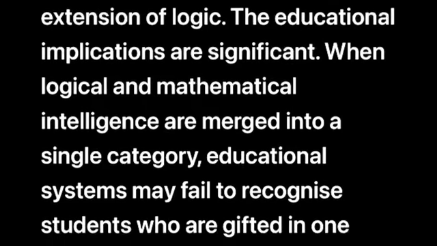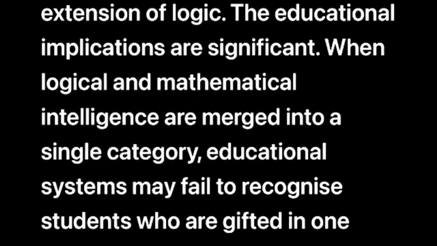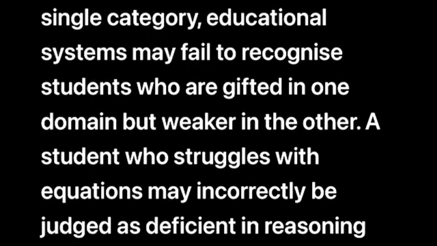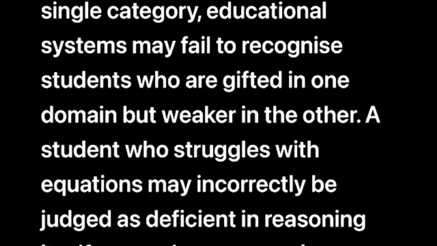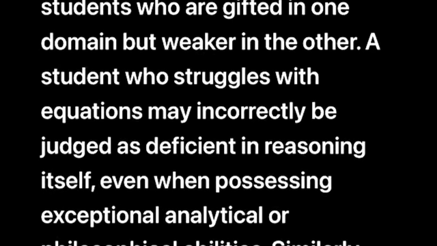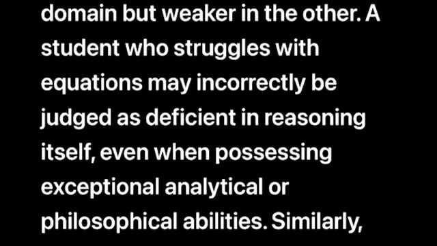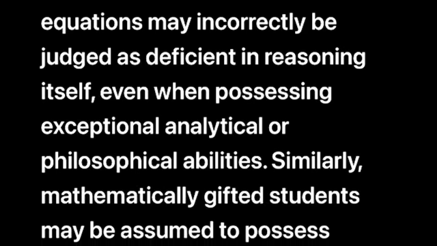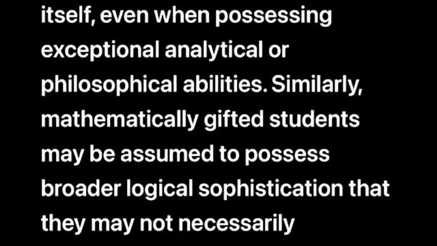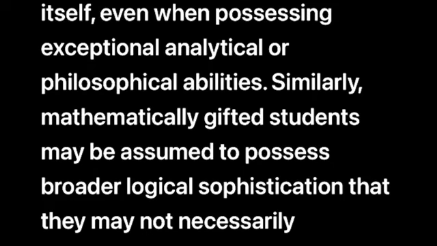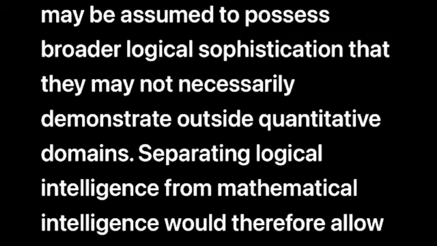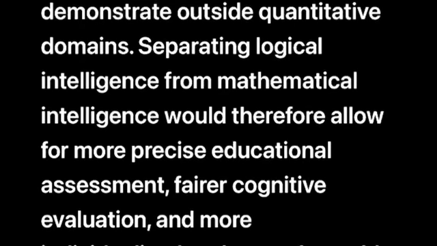The educational implications are significant. When logical and mathematical intelligence are merged into a single category, educational systems may fail to recognize students who are gifted in one domain but weaker in the other. A student who struggles with equations may incorrectly be judged as deficient in reasoning itself, even when possessing exceptional analytical or philosophical abilities. Similarly, mathematically gifted students may be assumed to possess broader logical sophistication that they may not necessarily demonstrate outside quantitative domains.